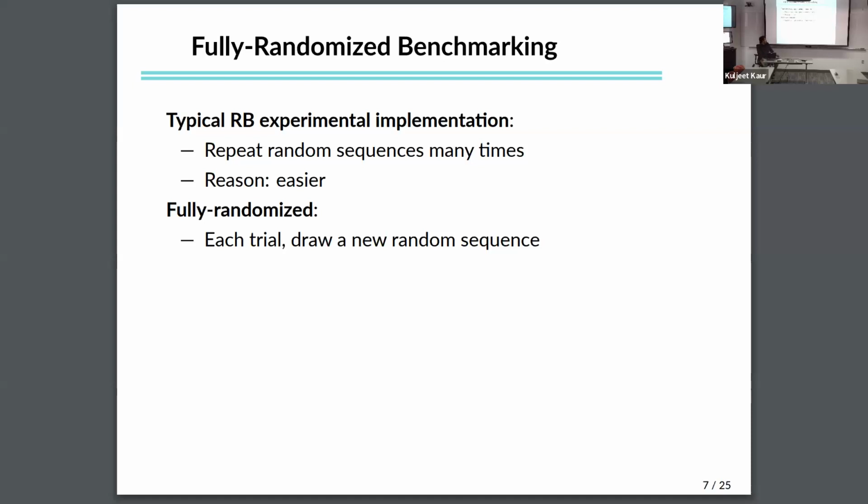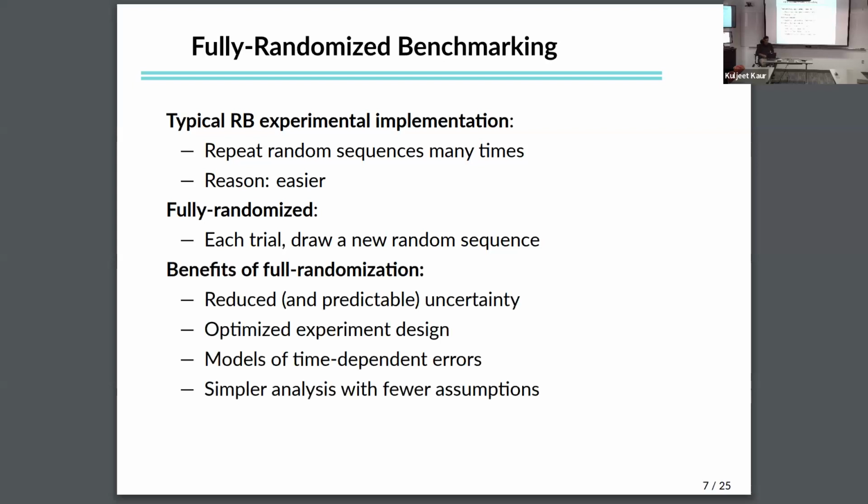So in fully randomized benchmarking, for every single trial you do, you draw a new random sequence and run that. So you don't repeat things at all. And that is really the difference between fully randomized and not.